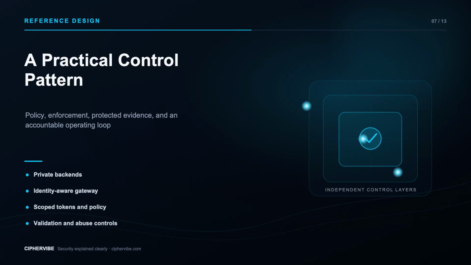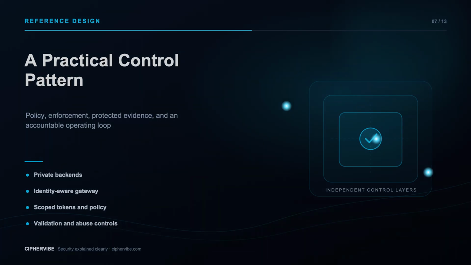Use this reference pattern. Begin with an explicit policy that describes the permitted outcome. Enforce that policy at the closest reliable control point. Route decision and activity evidence to protected storage. Then give an accountable team a tested path to review exceptions, correct drift, and respond to violations. A strong API pattern places an identity-aware gateway in front of private services, enforces scopes and request contracts, adds rate controls, and requires downstream services to repeat critical authorization decisions.